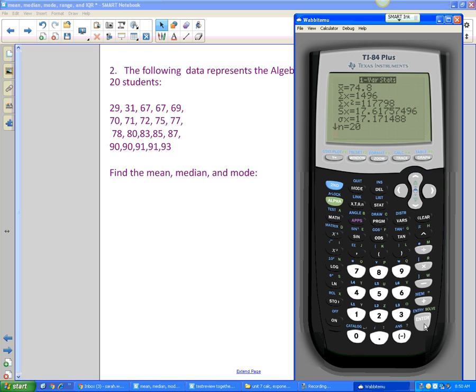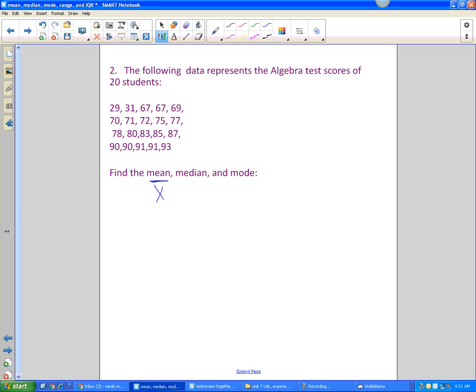Okay. Right here, you're going to have to memorize this. X with the bar over it is the mean. You're going to have to memorize that. Let's go ahead and write it on your sheet. X with the bar over it is the mean. What is the calculator telling you the mean is?